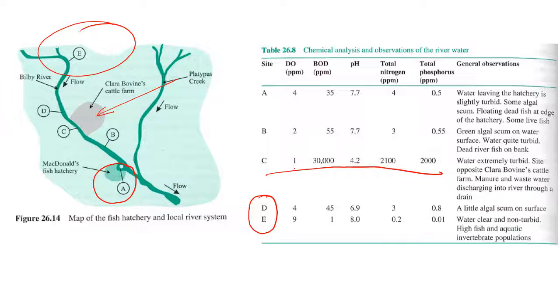As you move through the rest of the system, by the time you get to sites B and A, these biochemical oxygen demands aren't as prevalent as they were previously. So you can see what that major contaminant is. With your pH, at site E it starts off rather healthy at 8, and 6.9 as you move through the system. Once you get to site C, the pH drops to 4.2.